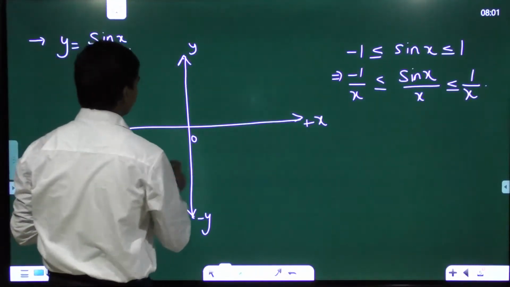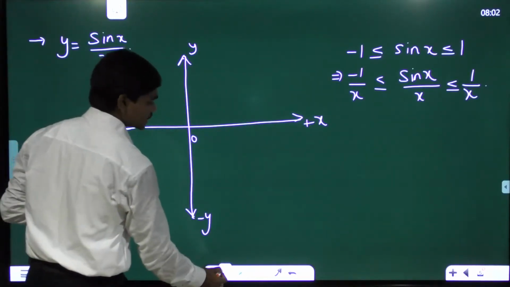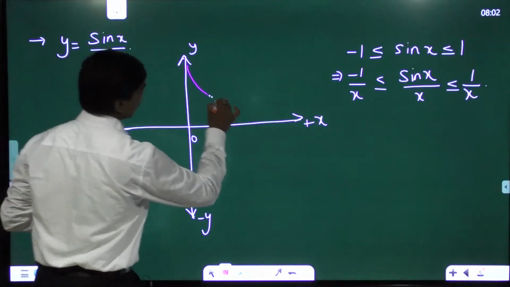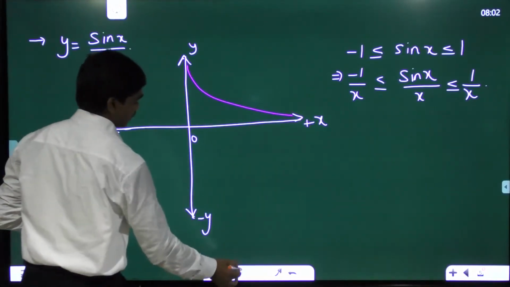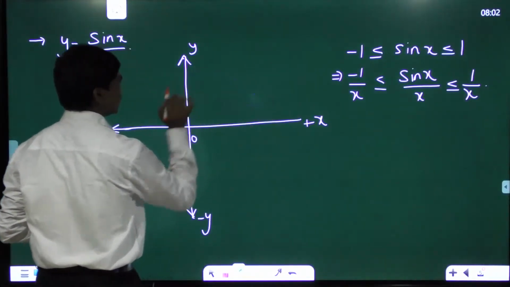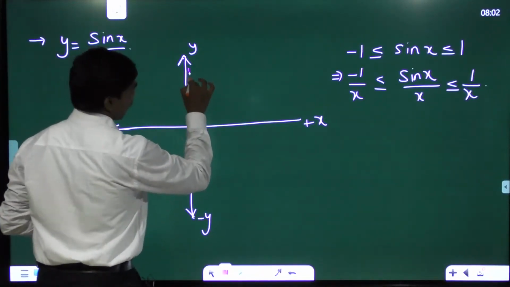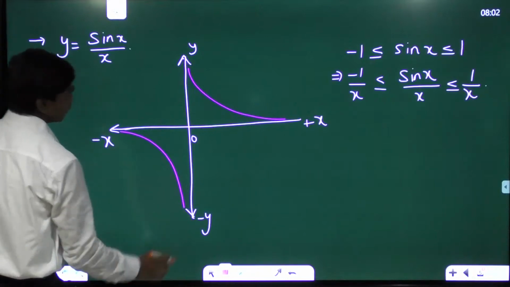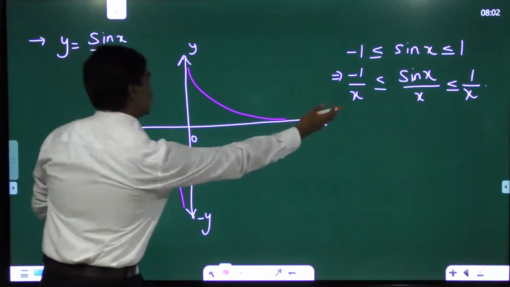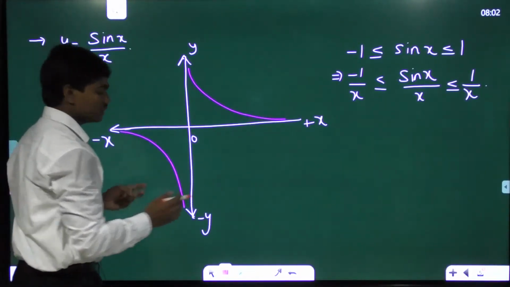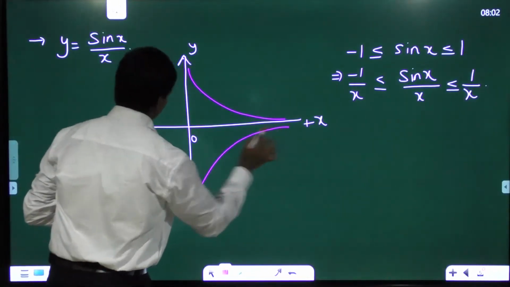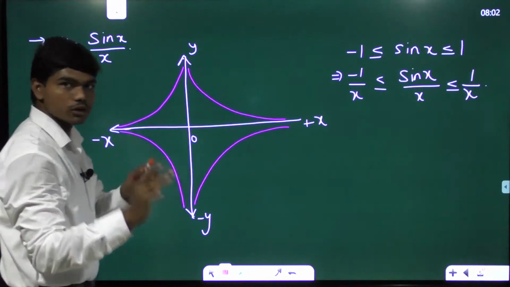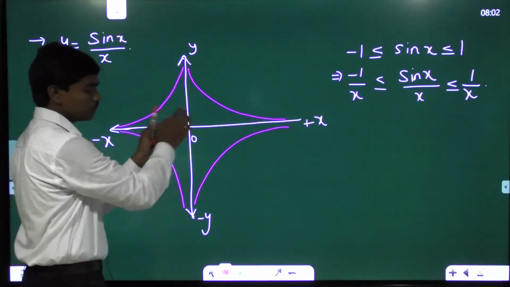So now let us try to sketch the curves y is equal to 1 by x and y is equal to minus 1 by x. y is equal to 1 by x is something like this. Let me draw it steeper so you can see the change in it. This is y is equal to 1 by x, and now tracing the curve y is equal to minus 1 by x, which we already did, it looks like this. Now, the graph you draw should lie in between this bounded area.